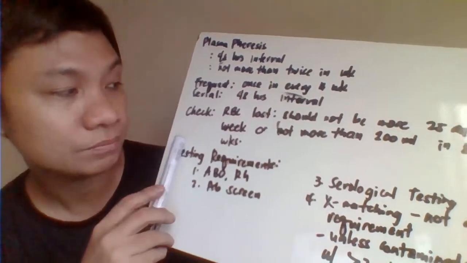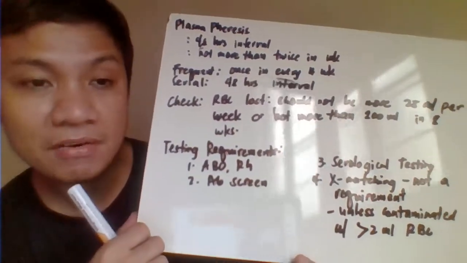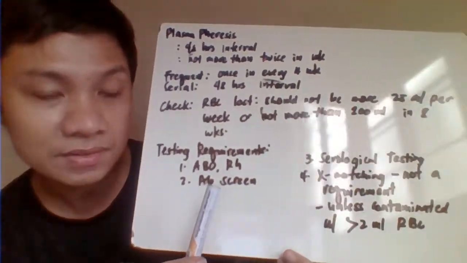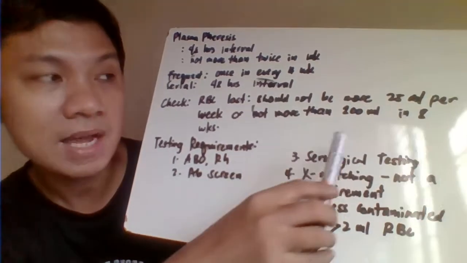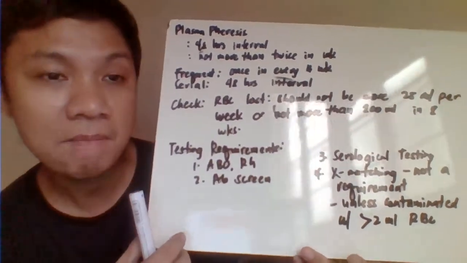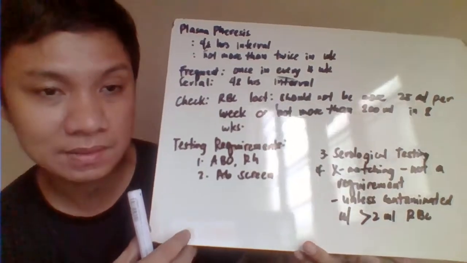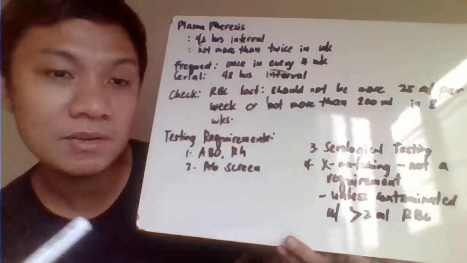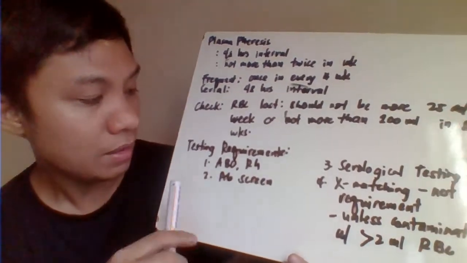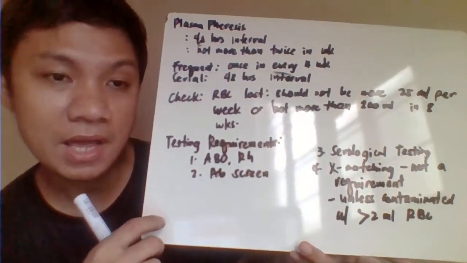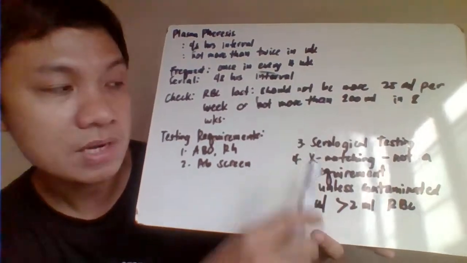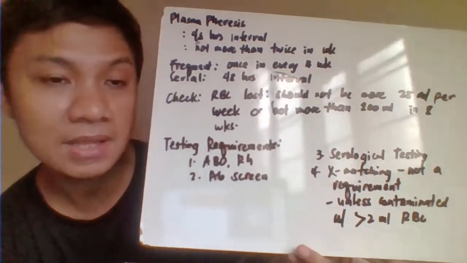Okay, so especially here for the serial na plasma donor, you need to check for the RBC loss. Okay, it should not be less than 25 ml per week or not more than 200 ml RBC loss in 8 weeks. So, pag sobrang dami ng na-loss ng patient natin, so stop muna, pagpahingayin mo muna ang patient natin. Okay, so requirements, so you need to check for the ABO, RH. Okay, we have also here antibody screen. We have also here serological testing. You need to check pa din.